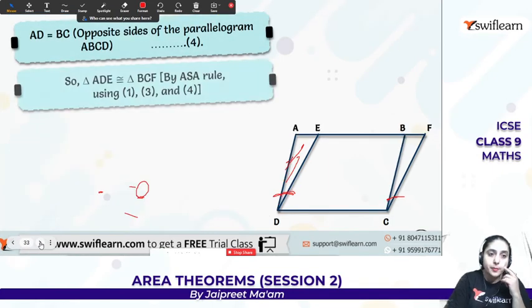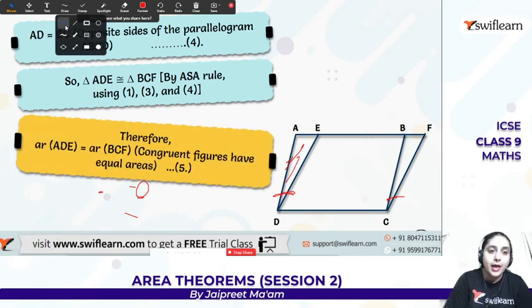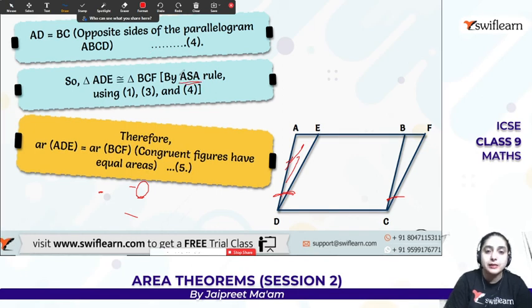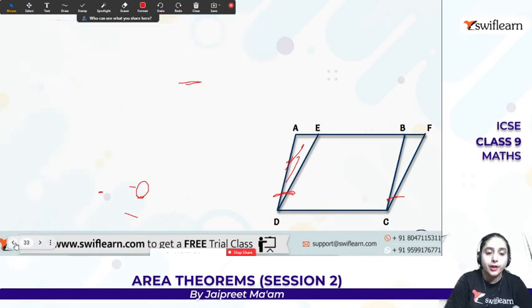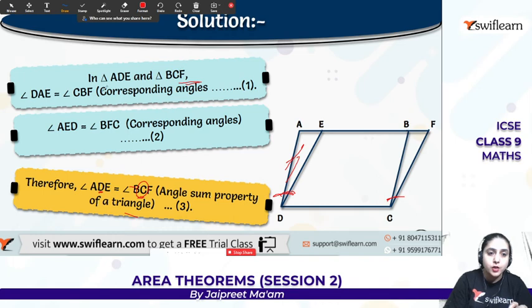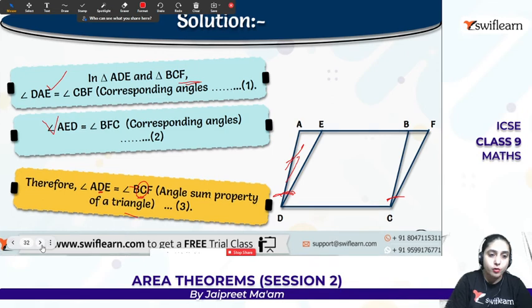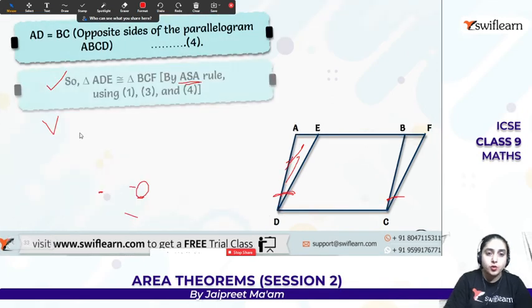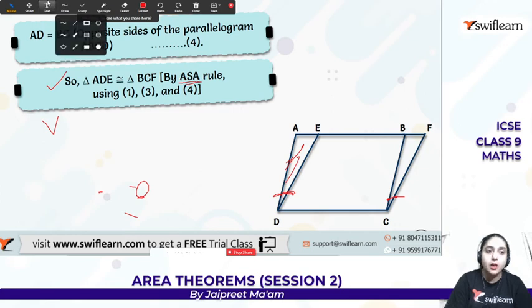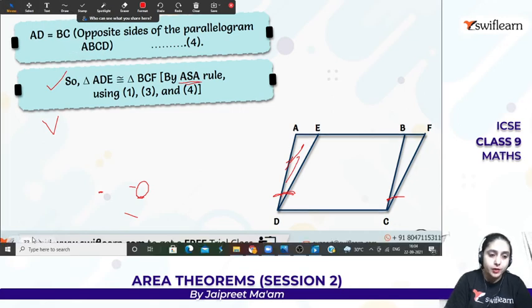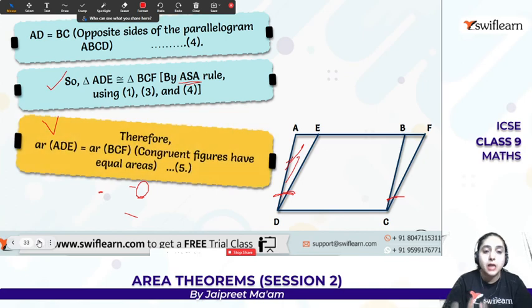Opposite sides of the parallelogram, AD and BC, are equal, we know it. So by the rule angle side angle, I will tell you again how. This is the property of congruent figures, congruency. We have proved this by angle, this by angle, and this by side. So by the angle side angle rule of congruent figures, we have proved the two triangles are congruent. If the triangles are congruent, that means their areas are equal.